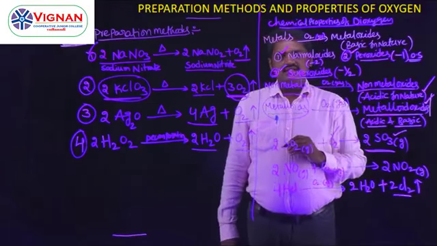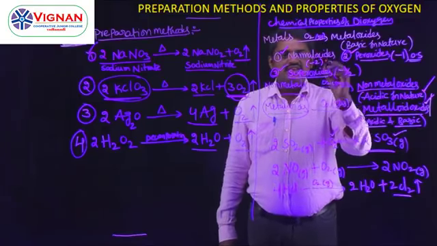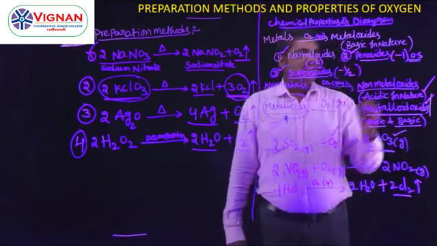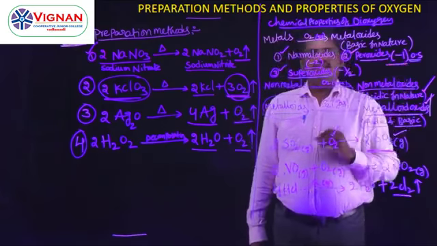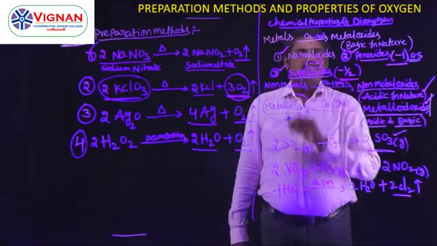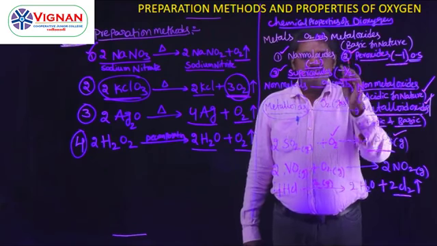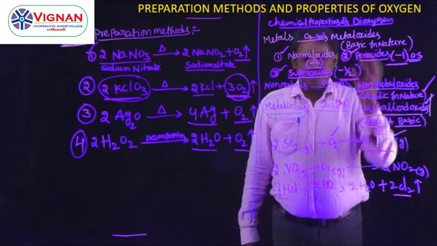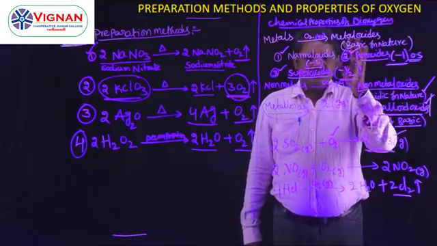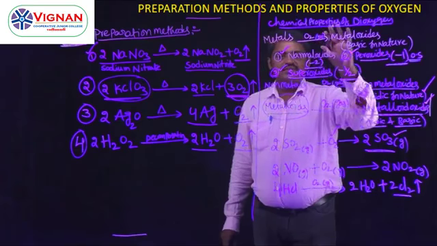In normal oxides, each oxygen's oxidation state is -2. In peroxides, each oxidation state is -1. In superoxides, each oxidation state is -1/2. This is the difference: only the oxidation state of oxygen differs in the different metal oxides. So that is a specialty of metal oxides.